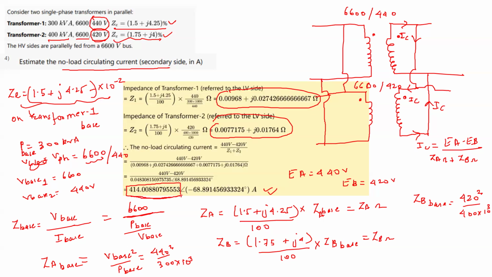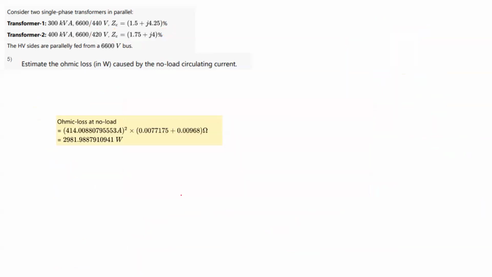Okay, so let us move to the next question. This is the continuation of the same data. In this question, we have to calculate the ohmic losses caused by the no load circulating current. As we know, ohmic losses are nothing but your copper loss. Copper loss is I square R loss.